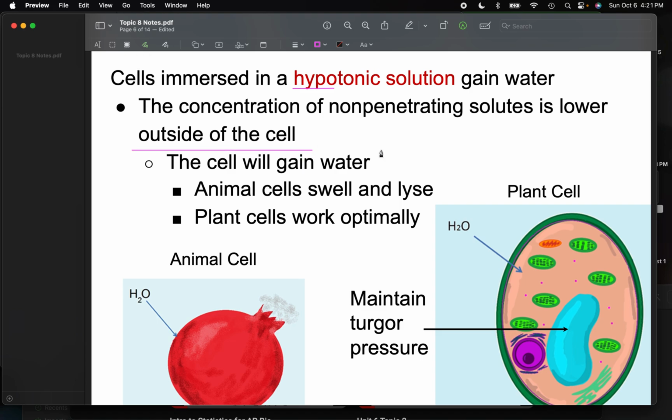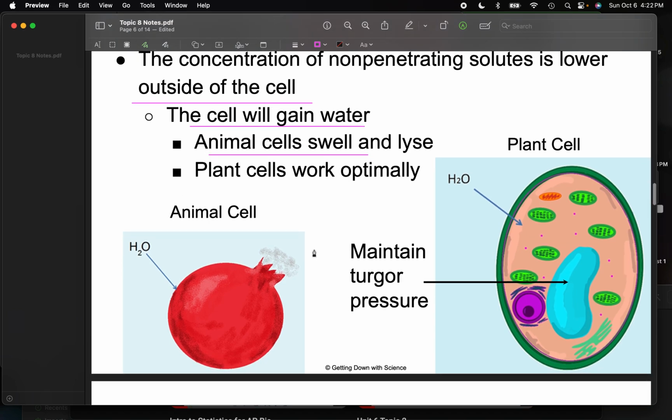And remember, water is going to move from low solute concentration to high solute concentration, always. Okay, so if there's more solutes outside the cell than inside, oh wait, that's hyper, we're in hypo. If there's more solutes inside the cell than outside, then the water from the extracellular solution is going to rush into the cell. Animal cells will swell and lyse, so water is going to rush in and it's going to explode.